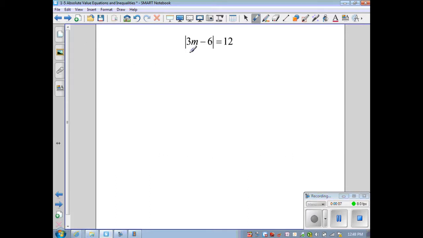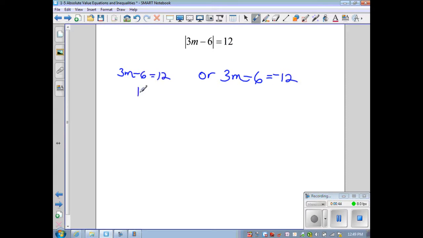Here I copied the problem. Now I want to get the absolute value alone on one side, which it already is. So I need to create two equations. So I use the expression inside, 3m - 6, and set it equal to the solution, 12. Or I can also use that expression, 3m - 6, and set it equal to the negative value of the solution, which is -12. Recall, the absolute value of 12 is 12. The absolute value of -12 is 12. I just need to find the value of m that makes this solution 12 and this solution -12.